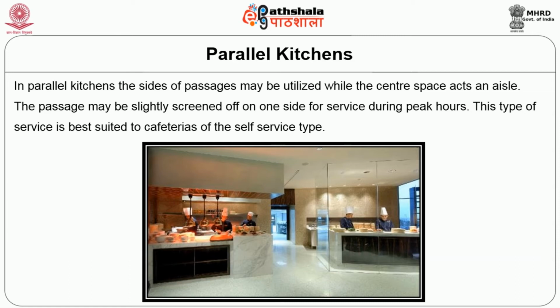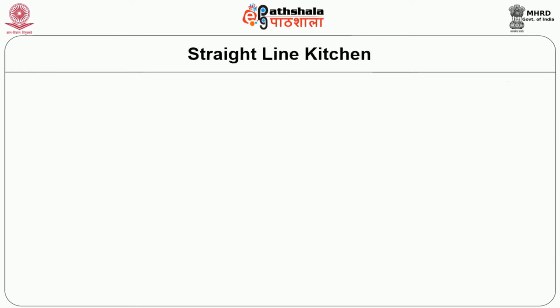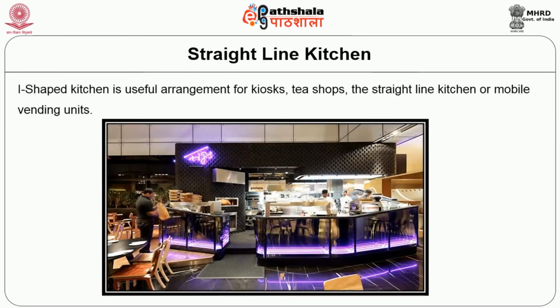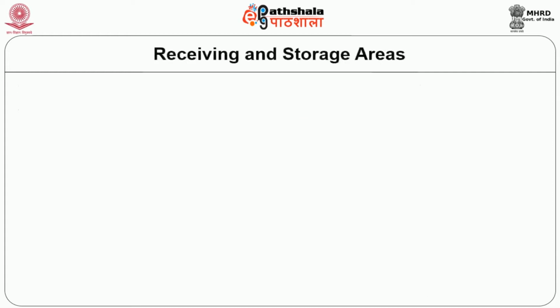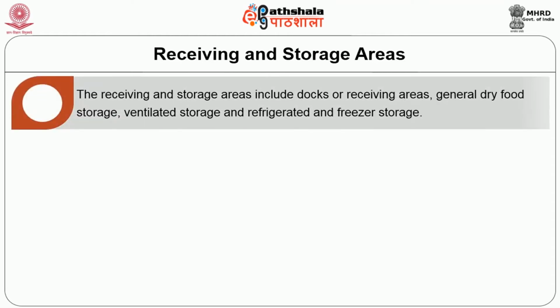Next is a straight line kitchen. A straight line kitchen is a useful arrangement for kiosk, tea shop, and the straight line kitchen can be used even for mobile vending units. Now next we move on to the receiving and storage areas. The receiving and storage areas include docks or receiving areas, general dry food storage, ventilated storage and refrigerated and freezer storage.